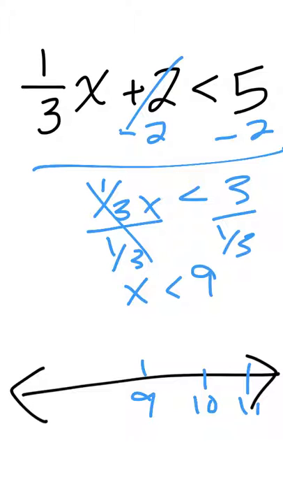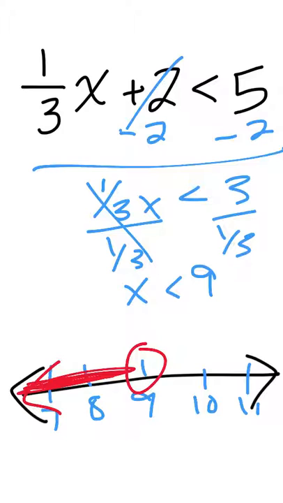So we label our number line. And this time we're going to put an open circle on 9. And again, shade to the left. So again, if we check our work, 8 is less than 9. That's a true statement.